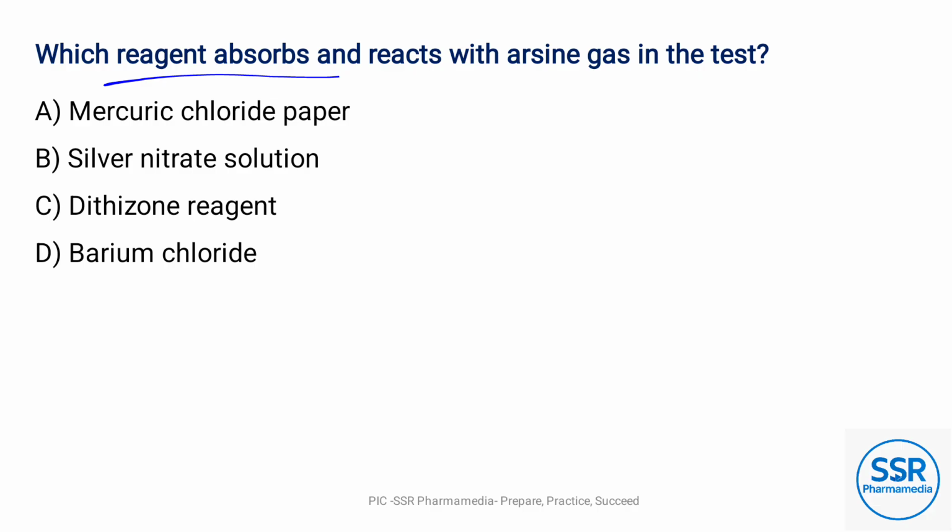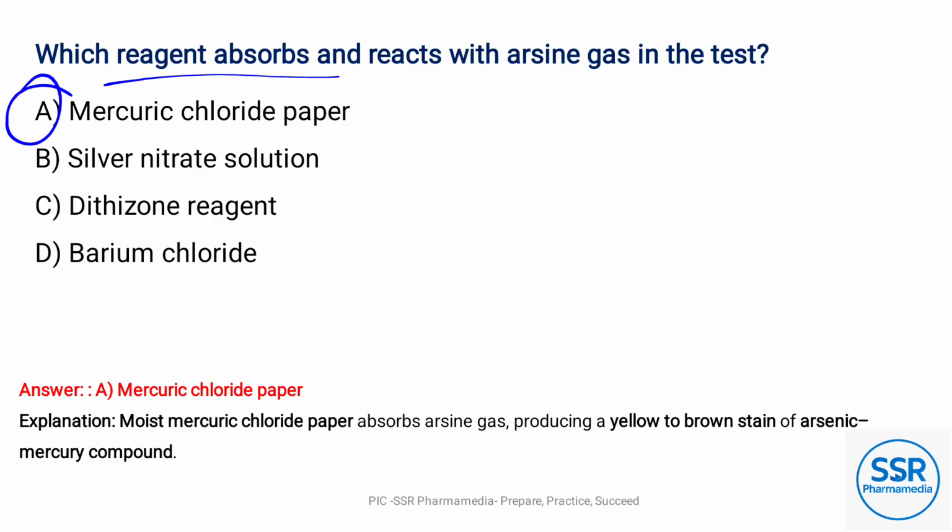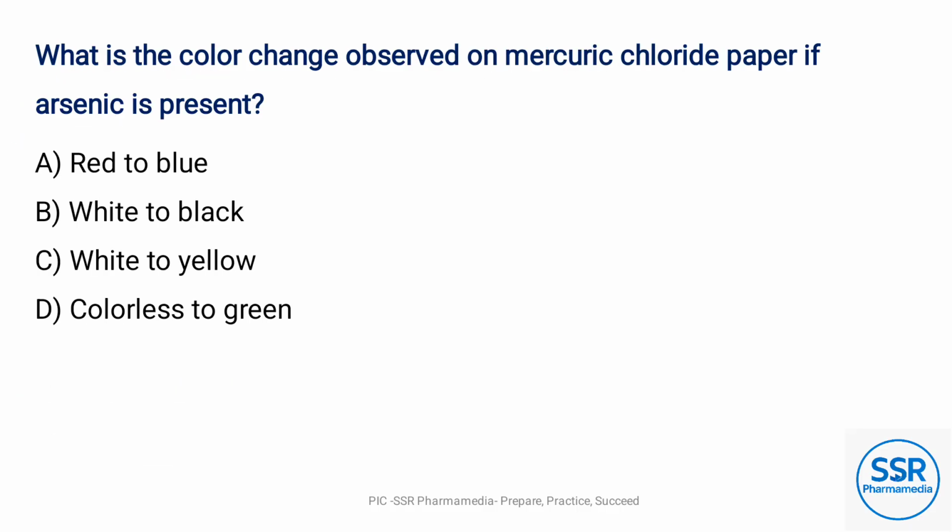Which reagent absorbs and reacts with arsine gas in the test? The answer is option A, mercuric chloride paper. Mercuric chloride paper absorbs arsine gas, producing a yellow to brown stain of arsenic mercuric chloride compound.